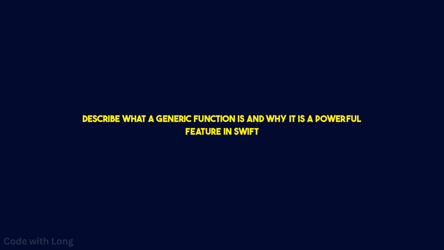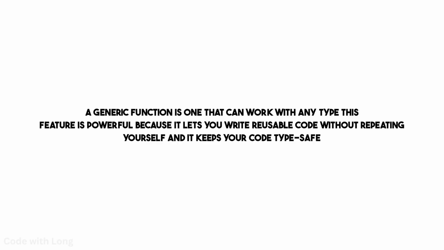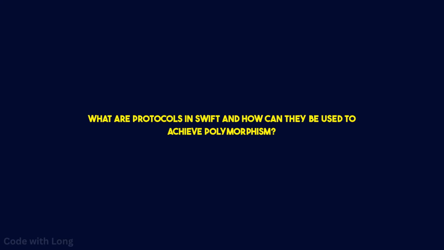Describe what a generic function is, and why it is a powerful feature in Swift. A generic function is one that can work with any type. This feature is powerful because it lets you write reusable code without repeating yourself, and it keeps your code type safe.